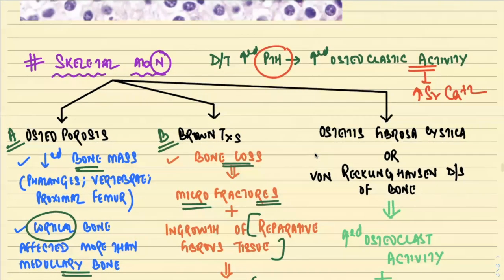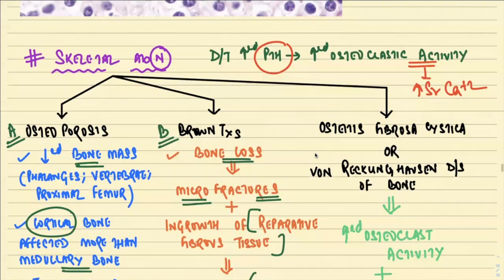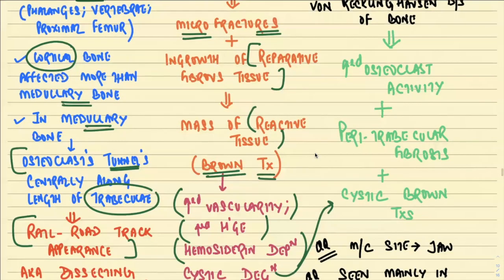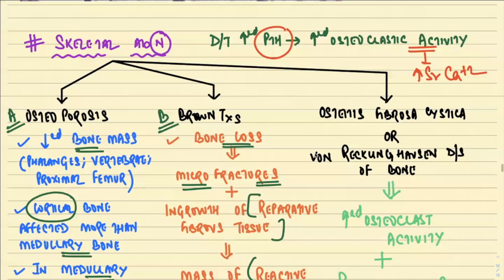How the brown tumors are? These are nothing but organized granulation tissue only. In the end, they might develop a cystic degeneration. There will be cystic formation, and that condition is called osteitis fibrosa cystica, also called von Recklinghausen disease of the bone. Okay, now von Recklinghausen systemic disease is something else, and this von Recklinghausen disease of the bone is something else.